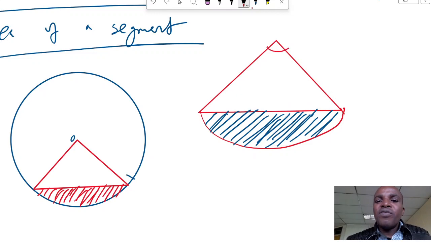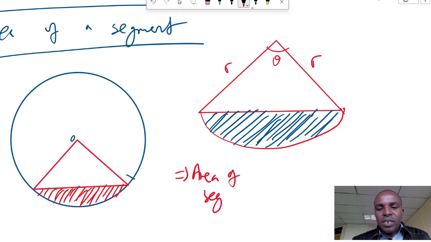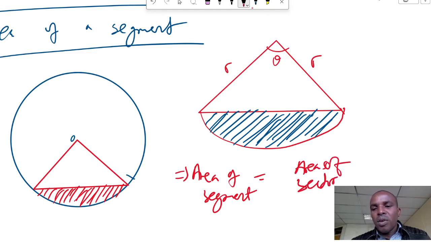So the same concept applies here. For the whole shape, we have an angle theta and our radius r. The whole shape is the sector. So you can say area of segment is equal to area of sector minus area of triangle.